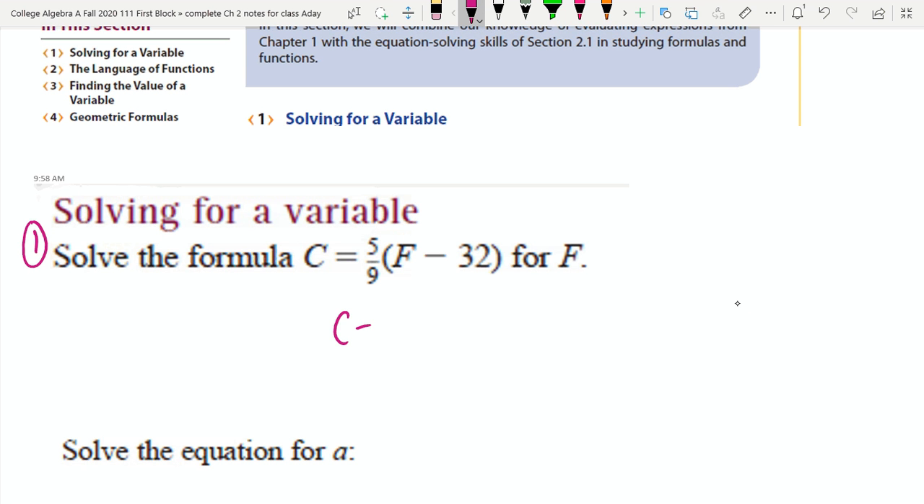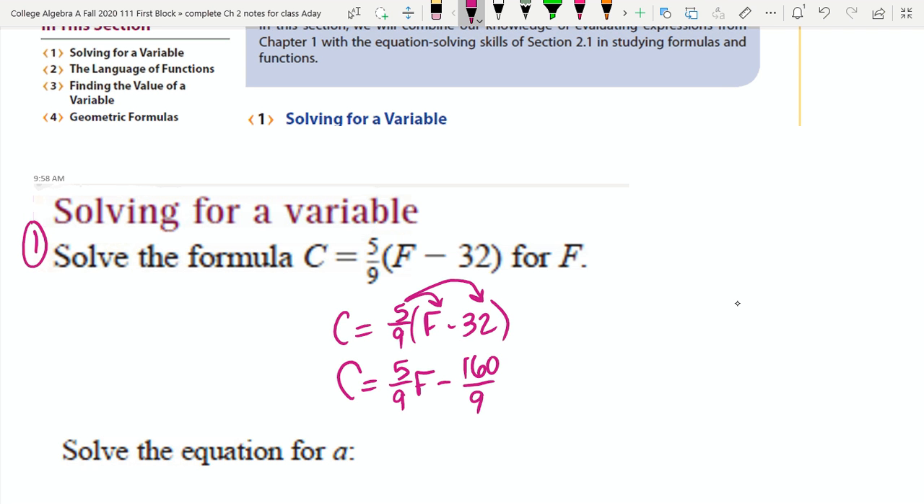I'm going to rewrite that. C equals 5/9 of F minus 32, and I want to solve this for F. So that's the same thing as saying C equals 5/9 F minus, I'll distribute here. So we need to take 5/9 times negative 32. Make that a fraction. So I have 160/9.